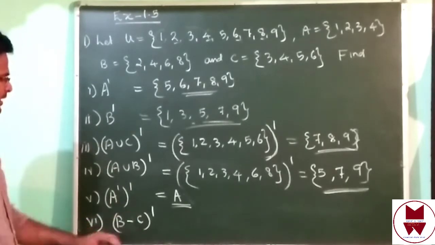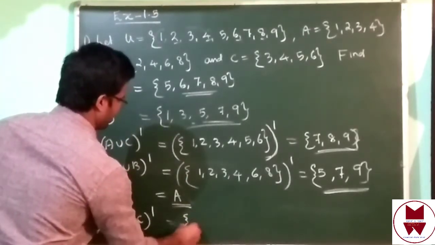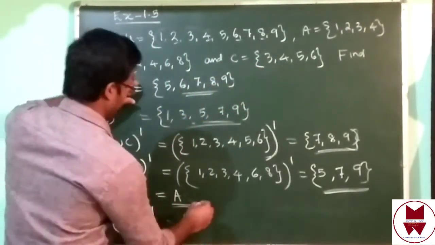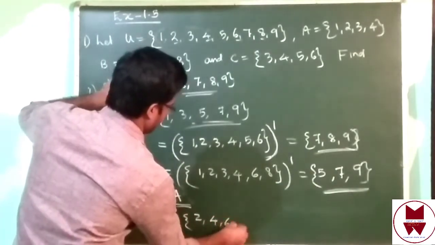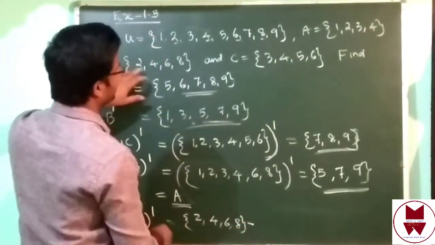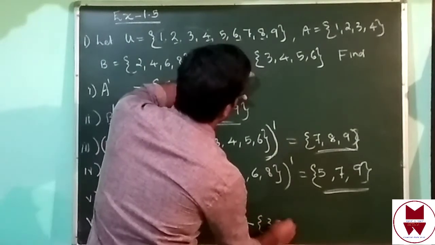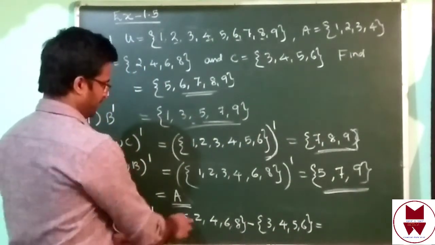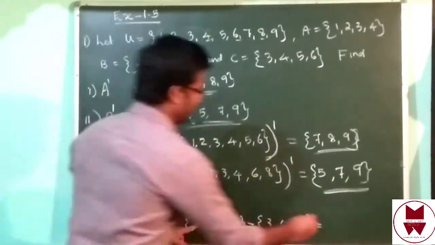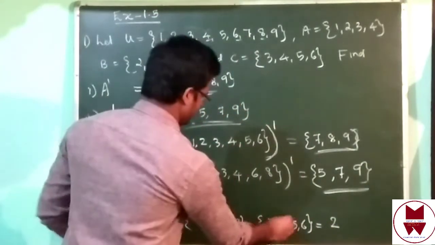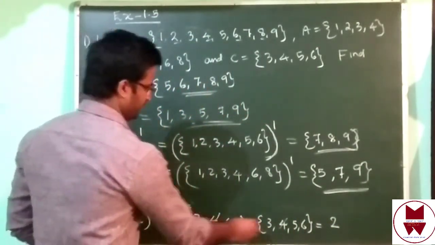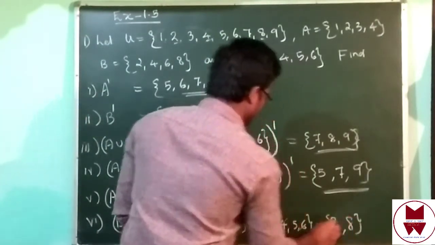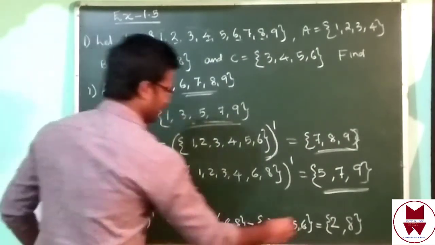Then (B minus C) all complement. What is B minus C? Consider B and C. First write B: 2, 4, 6, 8, minus C, which is 3, 4, 5, 6. Then 2 is only in the first set, so we write 2. 4 and 4 cancel. Then 6 and 6 cancel, then remaining 8. So 2 and 8. Then we have to take the complement.